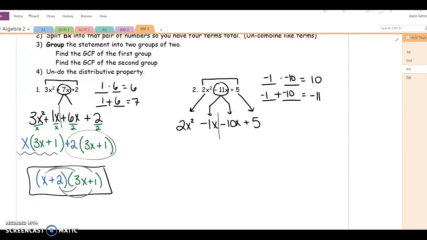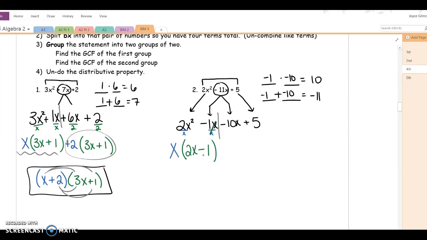Factor group 1. What do 2x squared and negative 1x have in common? What could you divide out of both of those terms? Just the x. And some people find it helpful to put divided by x underneath each term. Because then, what's left in the parentheses? 2x squared divided by x, we're canceling out one of those x's, you would have 2x left in the parentheses. X times 2x is 2x squared. Negative 1x, divide the x out, you're left with negative 1.